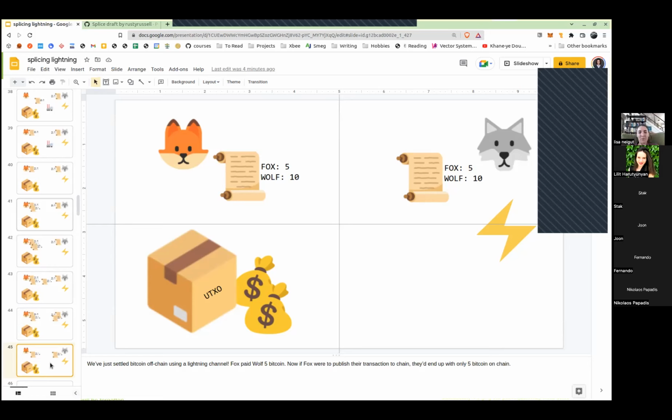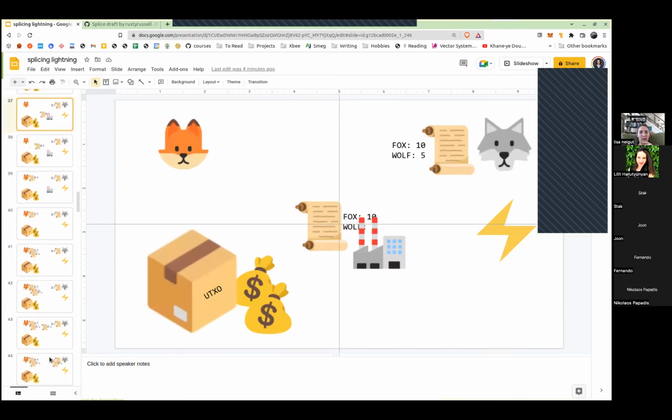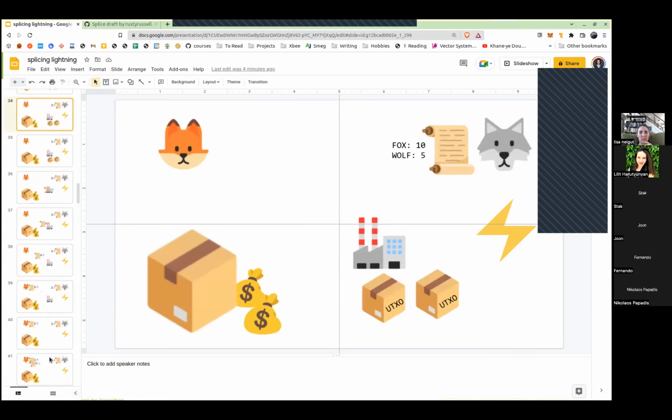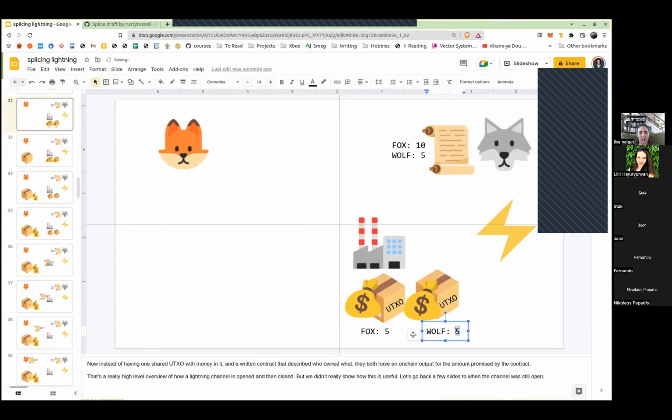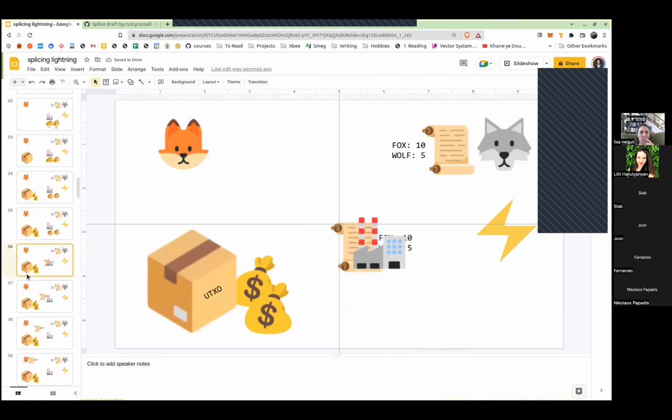Okay. So now if this party on the right was to publish this transaction going through the same process we went through above, the outputs that they would get here once it got published, instead of being 10 and 5, would reflect what the current contract is, 5 and 10, right? Cool.